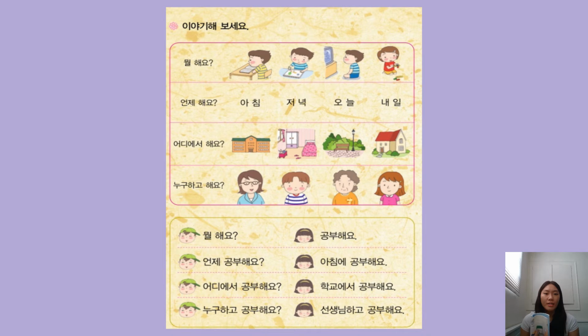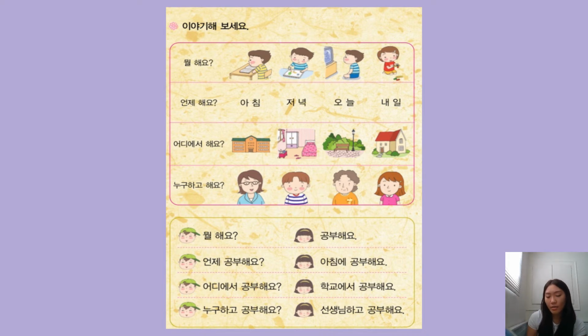So let's see here. It says 이야기해 보세요. So there are 1, 2, 3, 4 different categories. The first one is 뭘 해요? What are they doing? 언제 해요? When are they doing it? 어디에서 해요? Where are they doing it? And 누구하고 해요? Who are they doing it with? Okay, so let's see the example that they gave us on the bottom.